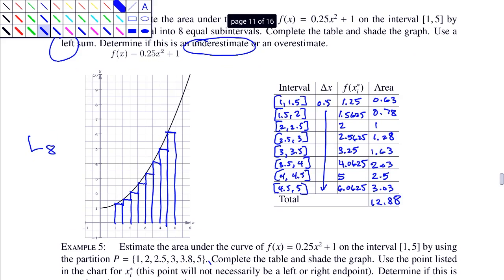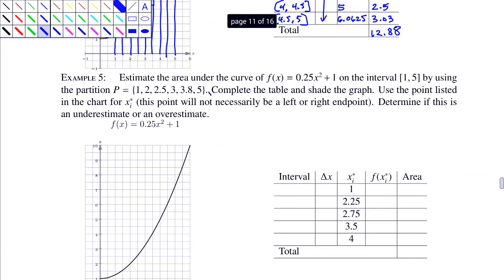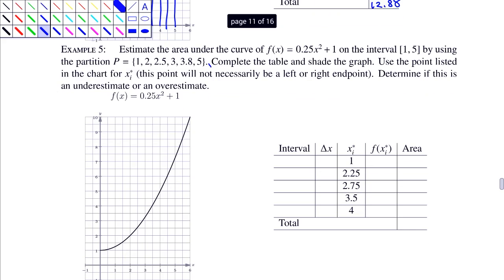All right. In example 5, the partition is given to you explicitly. The partition is 1, 2, 2.5, 3, 3.8, and 5. Complete the table and shade the graph. Use the points listed in the chart for xi star. It's not necessarily a left or right endpoint. And then determine if we have an overestimate or an underestimate.